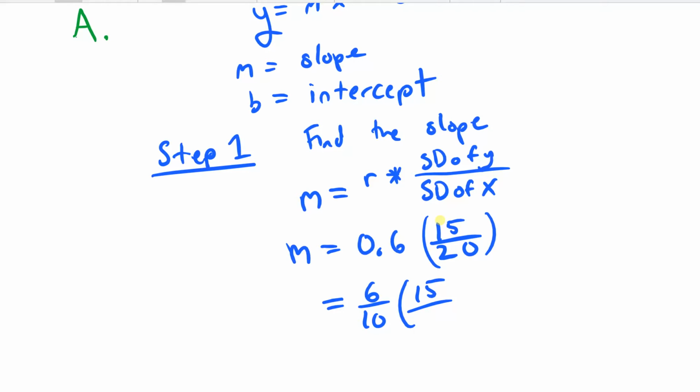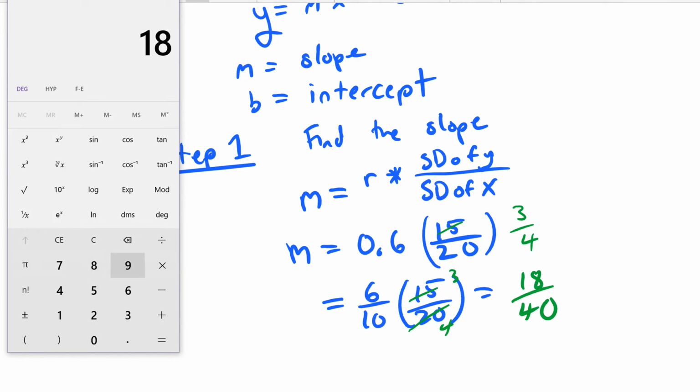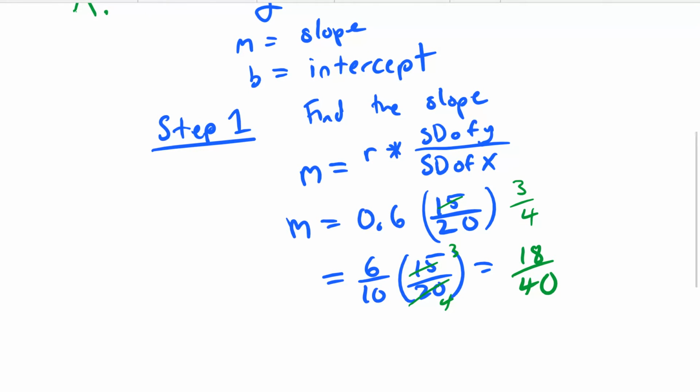So now I'm going to calculate 0.6 times 15 over 20. So we can simplify the 15 over 20. That's 3 over 4. And we end up with 18 over 40. We use the calculator. Type in 18 divided by 40, and we get 0.45. So the slope of the line is 0.45.